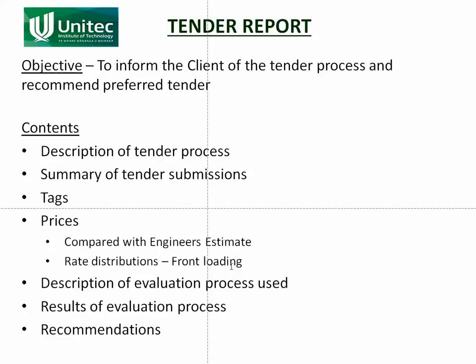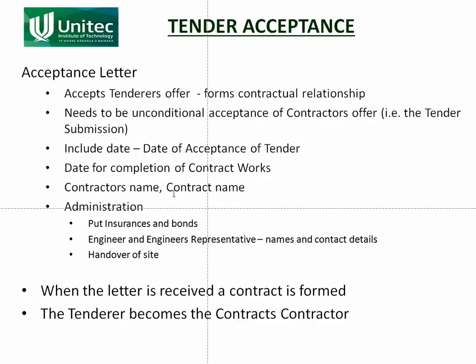You're looking for things like front loading. You talk about the evaluation process and the results, and then you make a recommendation. You say, we recommend that you hire this one. The client may or may not decide to accept that. So the last step in the process is that the client reviews the tender report and says, yes, I agree, I want to accept your recommendation and hire this person, or they might say, no, I disagree, I want to hire this one. So they don't have to do what's recommended in the tender report, but usually they do.